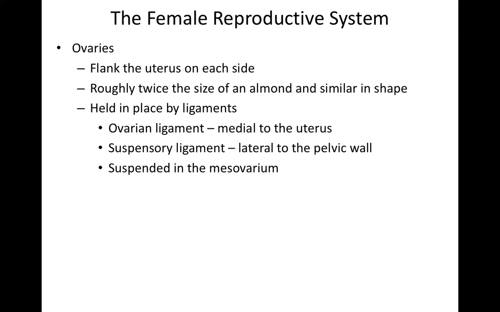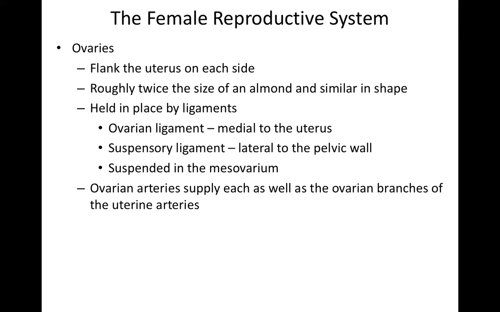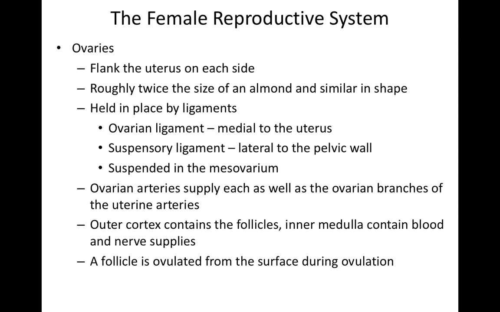And then you have the suspension in what's called the mesovarium. That's one of the 3 parts of what's called the broad ligament that we're going to look at here in a second. So many, many ligaments holding this in place. We've got ovarian arteries, but then we also have ovarian branches of the uterine arteries that are going to perfuse them.